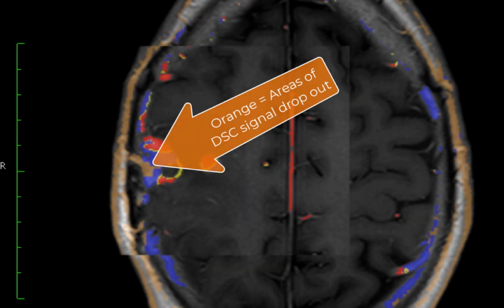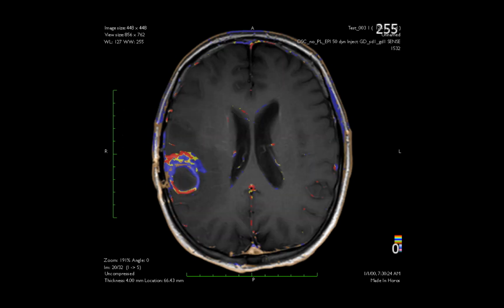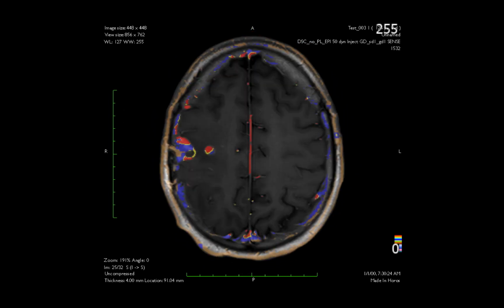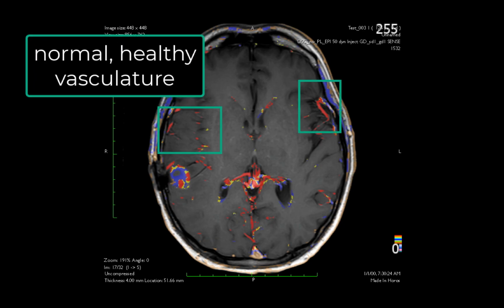We also have a fourth classification which identifies regions where there is enhancement but no DSC signal. This class is colored orange and is meant to identify regions of signal dropout, which is inherent with susceptibility weighted imaging. Now, because we're using the entire brain as the ROI, the FTB calculations do not apply. As you can see, there are regions that have the standardized CBV applied that are outside the enhancing region, such as normal and healthy vasculature and some areas around the skull.